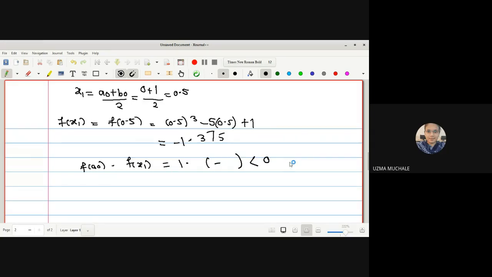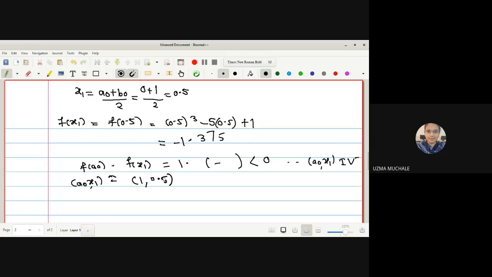If it is less than 0, what I told you, the root lies in the interval a naught to x1 by using the intermediate value theorem. Okay. So now we can say the root lies in the interval a naught to x1. This statement you have to write down. What is the value of a naught? It is 0. x1 is 0.5.